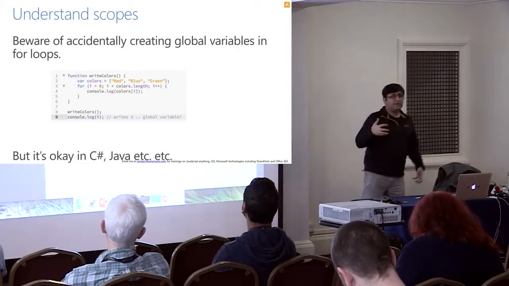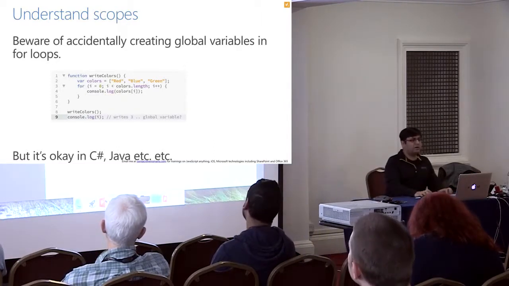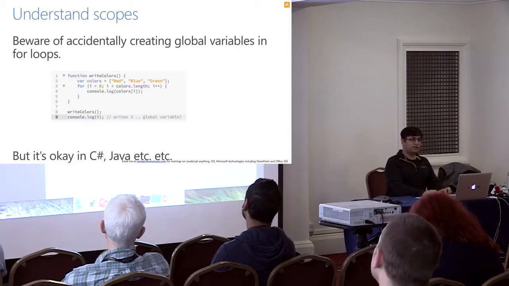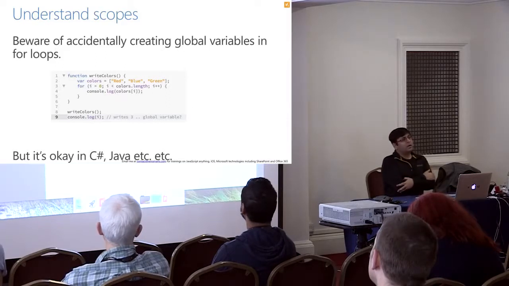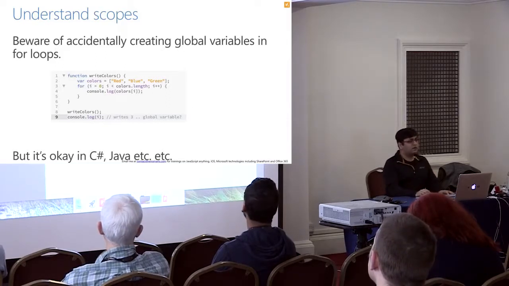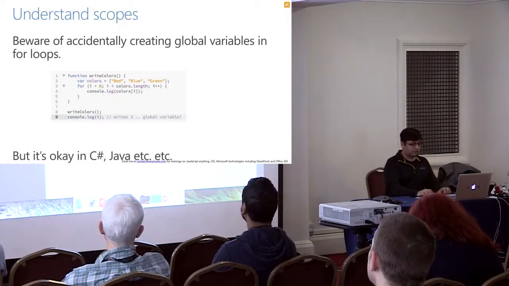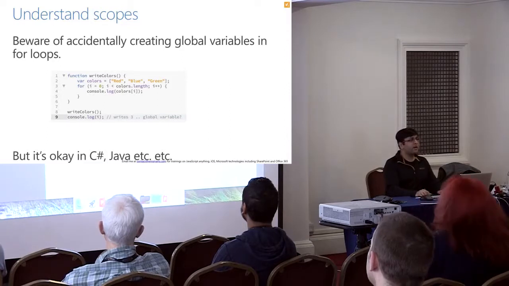And a connected problem with this is that sometimes we like to write code like this: var a is equal to b is equal to 1. And this is problematic too, because this is the same as writing like this. So it doesn't automatically put a var in front of b over here.